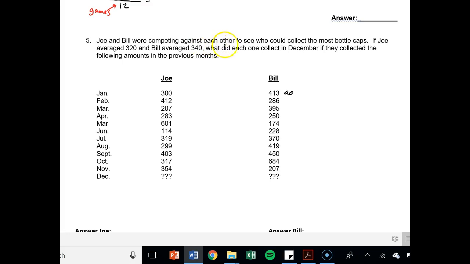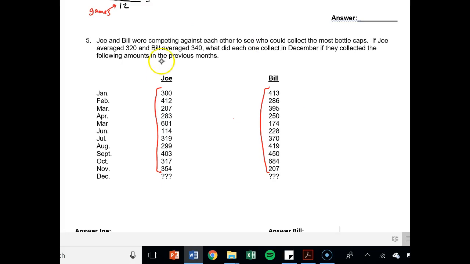Joe and Bill were competing against each other to see who could collect the most bottle caps. If Joe averaged 320 and Bill averaged 340, what did each one collect in December if they collected the following amount? So again, there's December. That's the one we don't know. So we're going to find a subtotal for each. We're going to add all these up. I'm going to help you out by doing some of that addition.